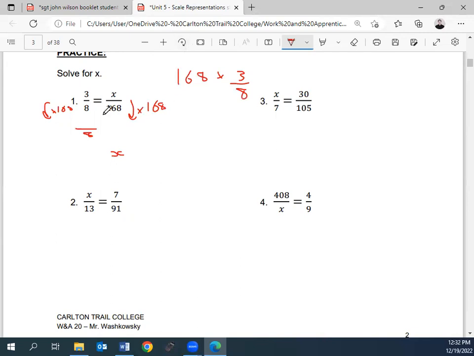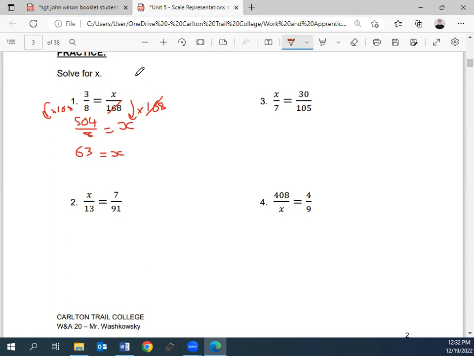We're isolating our value. We're getting X by itself here. So technically, this is the same thing as 168 over 1 times 3 over 8. This 168 multiplies into this 3, then it gets divided by that 8. So 168 times 3 is 504 over 8, equal to just X here, because this cancels out. Then it's just 504 divided by 8, which gives you 63. So X in this case is equal to 63.